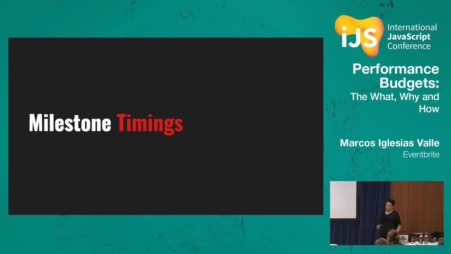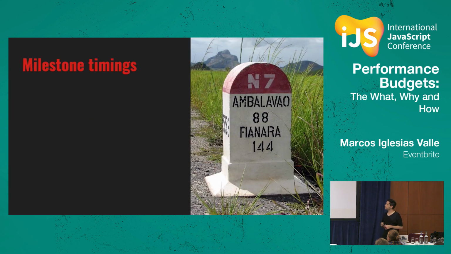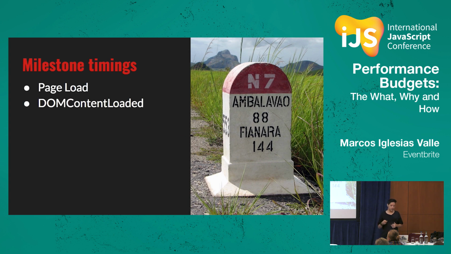The next group of metrics are milestone timings. These are usually time-based metrics reported by the browsers. You can find them in the Network tab of your browser's developer tools. Examples of milestone timings are page load, DOM content loaded, and time to first byte, which gives you a good measure of your backend speed.